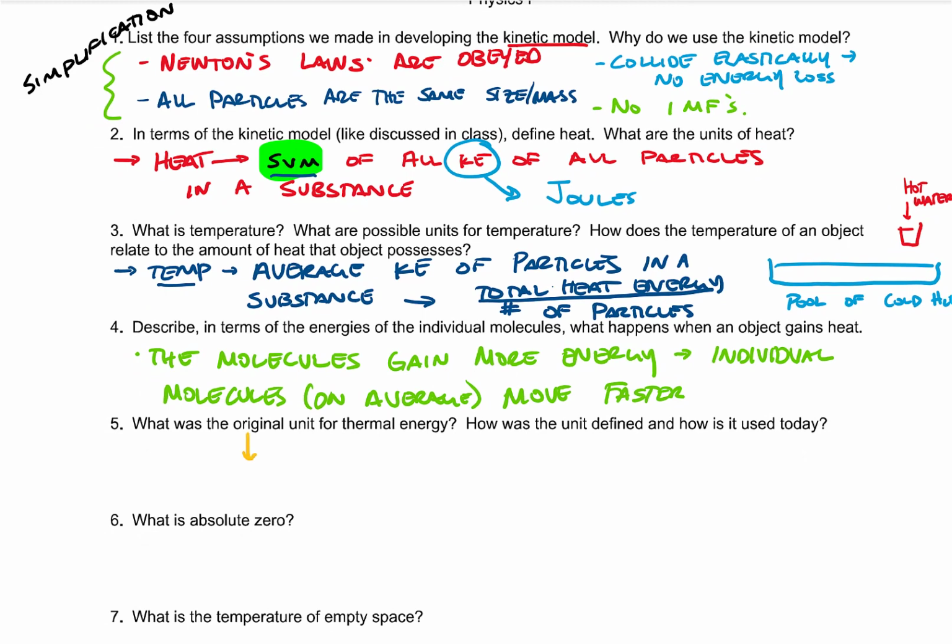What was the original unit for thermal energy? Well, what we used for that originally was the calorie. How is that unit defined, and how is that unit used today? A calorie is the energy to heat 1 gram of water by 1 degree Celsius. Today we use calories, or specifically kilocalories, as a food energy measurement.